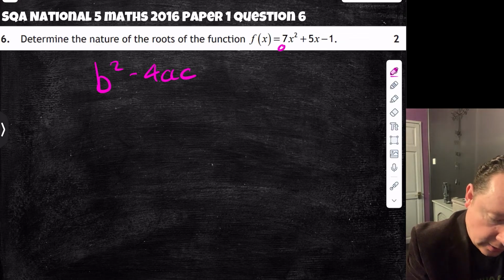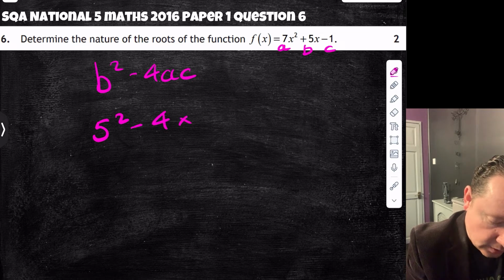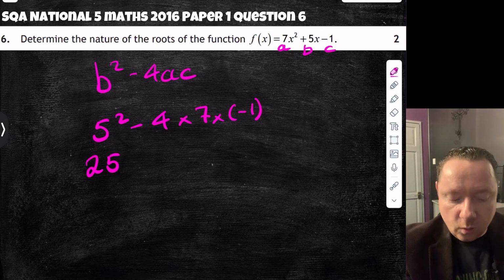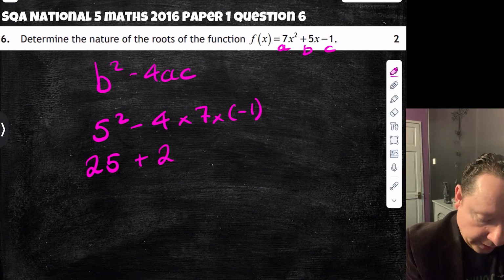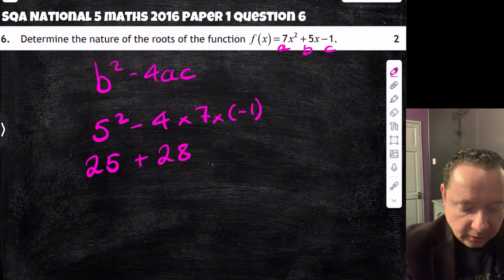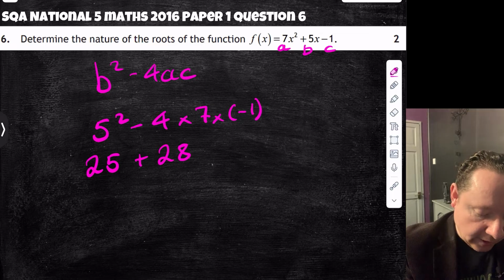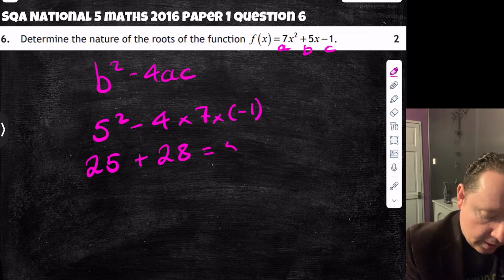So a is 7, b is 5, and c is minus 1. So substituting that in, we get 5 squared minus 4 times 7 times minus 1. That gives me 25. 4 sevens is 28, but a minus times a minus is a plus. So it's plus 28. Be careful of that. Now I need to do 25 plus 28. Well, that is 53. And then we need a statement.